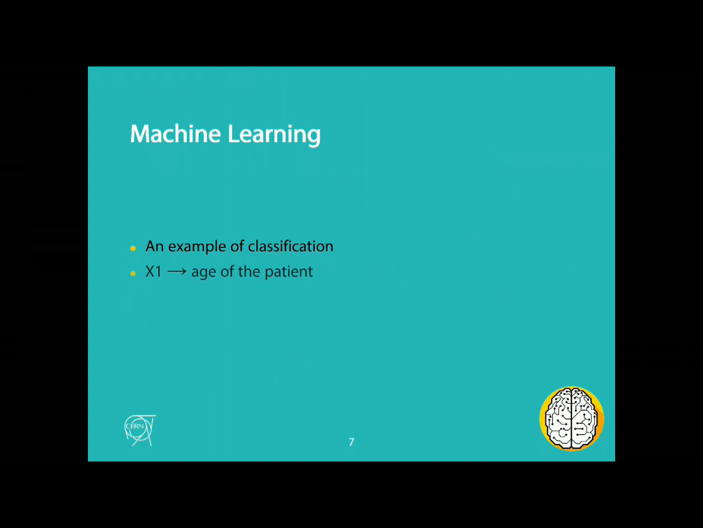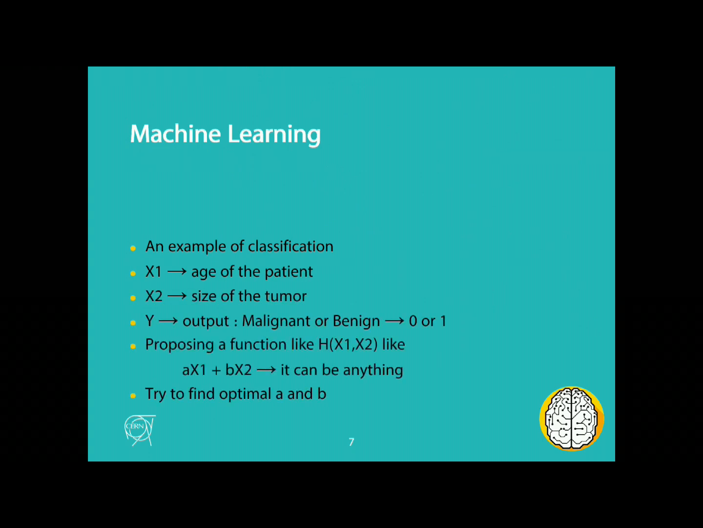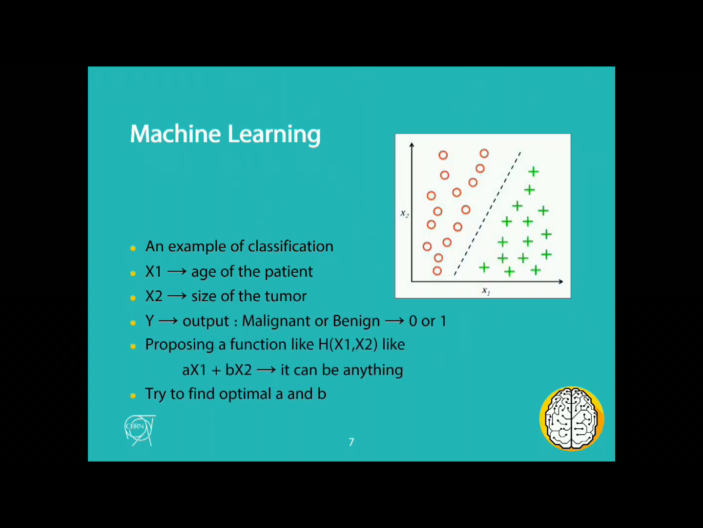So as an example, imagine you are working in a hospital. You are specifically working on cancer tumors, and you have been working 10 years, so you have a big data set, and you were writing down everything. 1,000 patients you had. For example, you were considering 2 features of your case. First, the age of the patient, and second, the size of the tumor, and you are going to find out whether it is malignant or benign. And the output is 0 or 1. We are proposing a function like h(x1, x2).